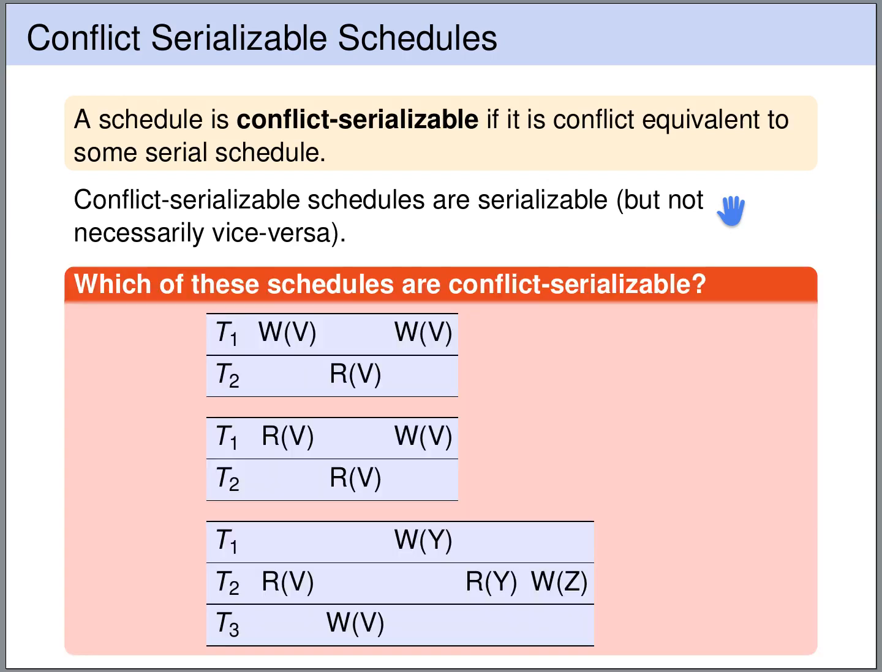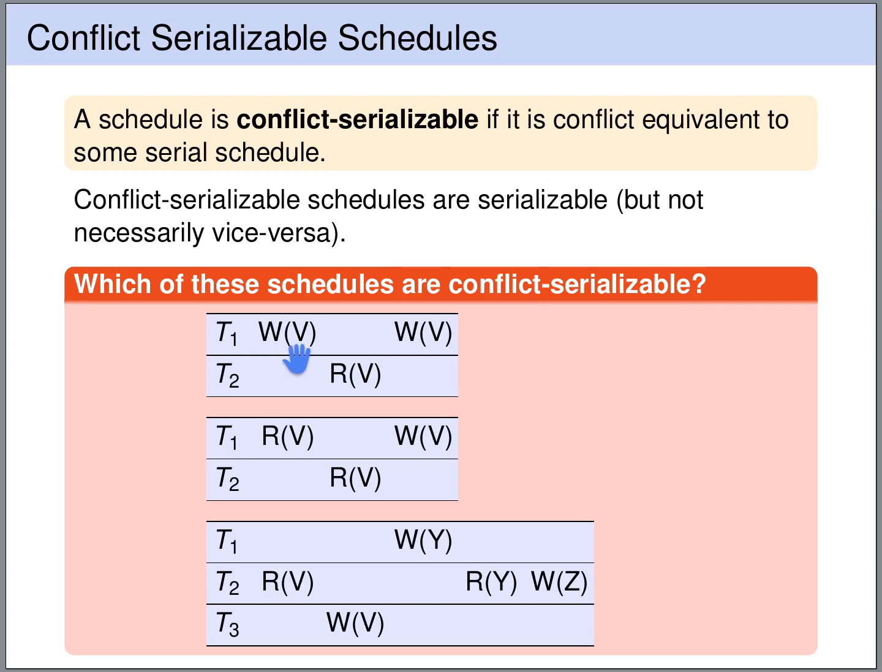Let's have a look at some examples. Let's look at these schedules and determine which of these schedules is conflict serializable. So we want to transform the schedule into a serial schedule. Recall that serial means that the actions of different transactions are not interleaved. So the transactions are executed one after another. Here we have an interleaving of the actions of different transactions. So the question is, can we swap some actions to transform this into a non-interleaved schedule?